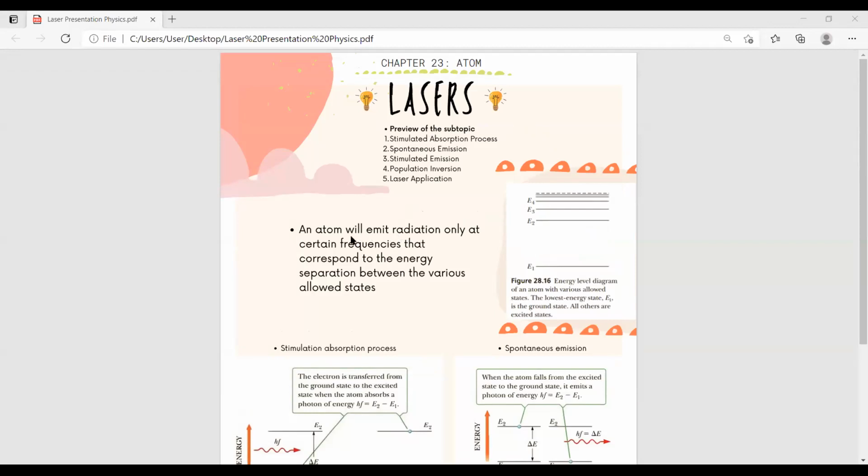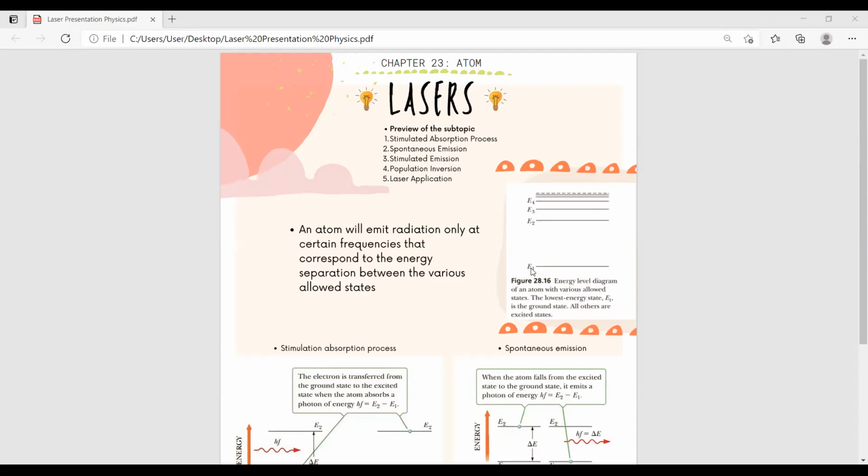We know an atom will emit radiation only at certain frequencies that correspond to the energy separation between the various allowed states. Now we need to consider an atom with many allowed energy states labeled as E1, E2, E3, and so on. Now we take a look at the energy level diagram on the right side.